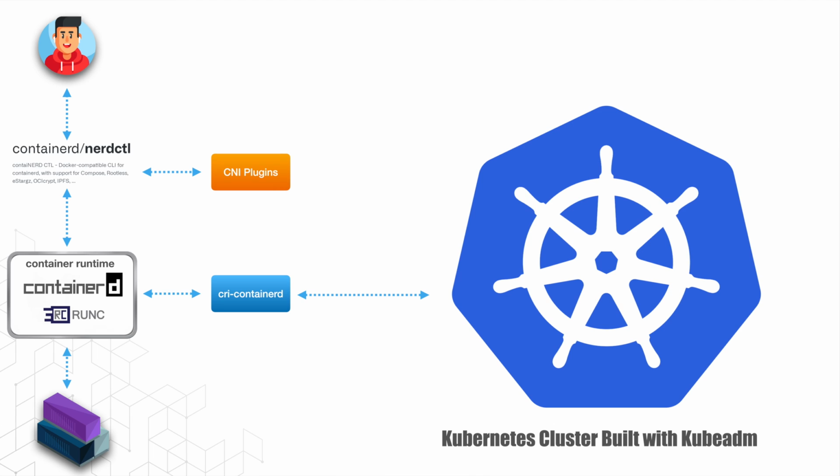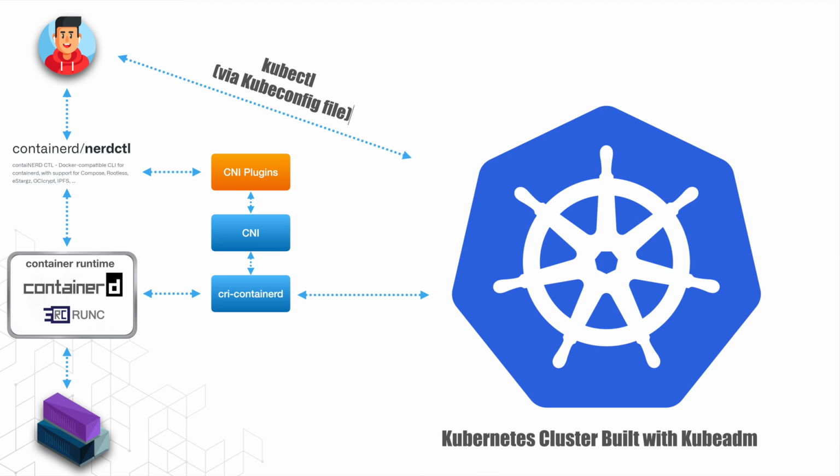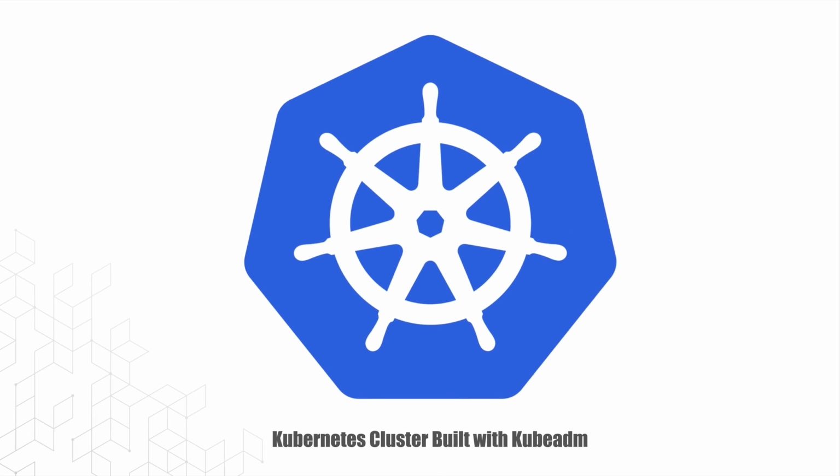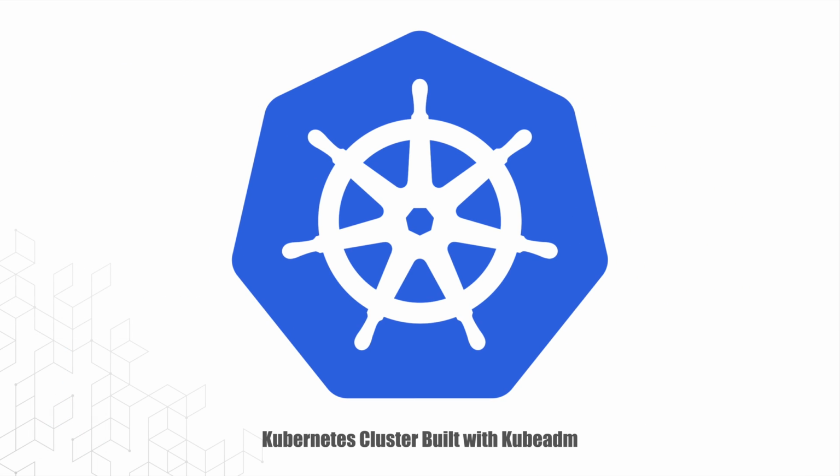CRI-containerd also connects to the CNI, the container network interface, and in our case, it's making use of the CNI plugins. Using our kubeconfig file, we can then communicate with Kubernetes. We need to break this Kubernetes entity into smaller chunks to understand it. So let's dive into the detail.